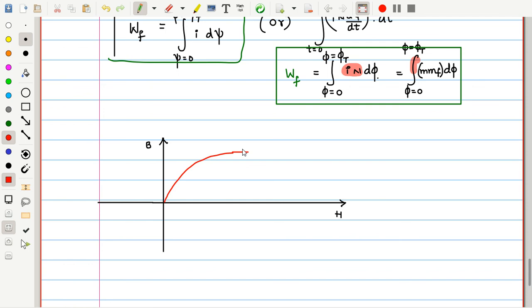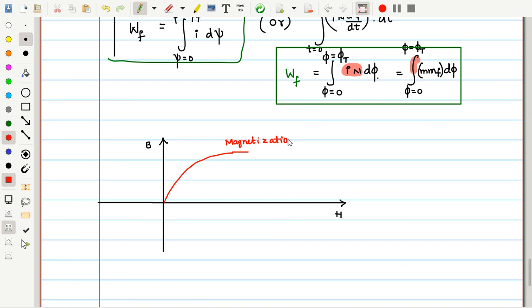Can you hear me? Yes, sir. So what are these characteristics? Can you tell me? This red line, what does it represent? We discussed this several times. What does it represent? BH curve, is it? Yes, sir.